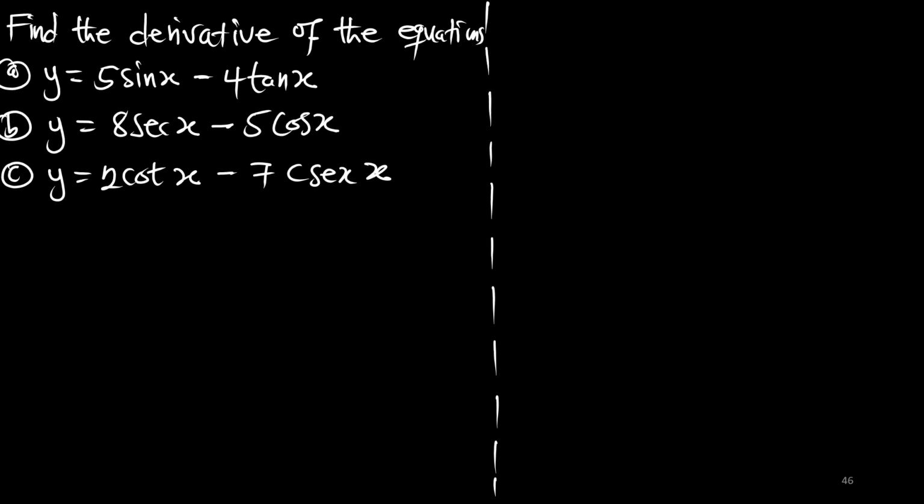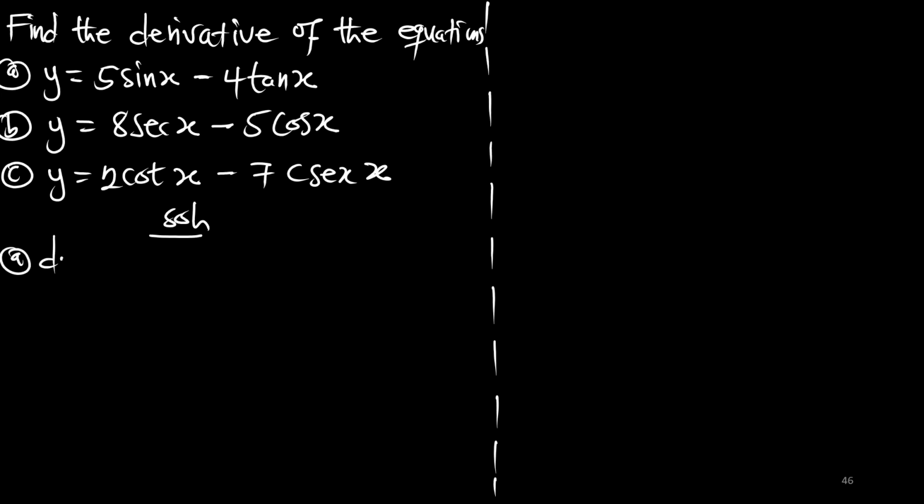In this episode, we are going to solve and find the derivative of the following trig functions. So straight away, let's see what we have. From the A part, it says find the derivative of y equals 5 sine x minus 4 tan x. So here we are going to apply the derivative to all the terms.